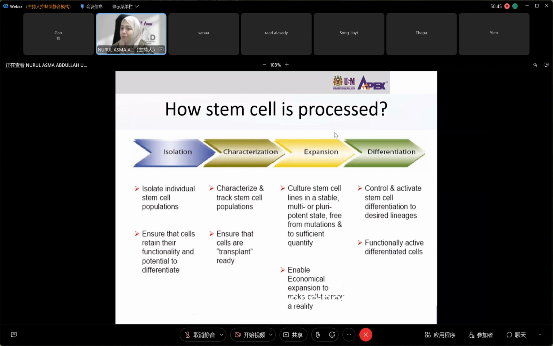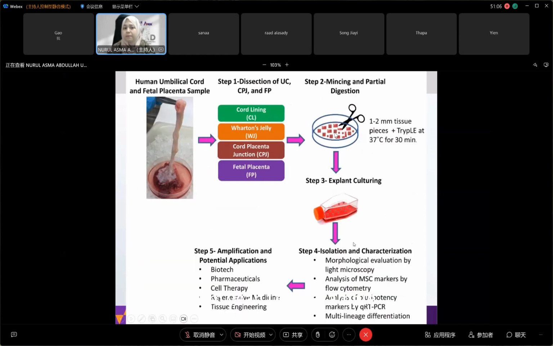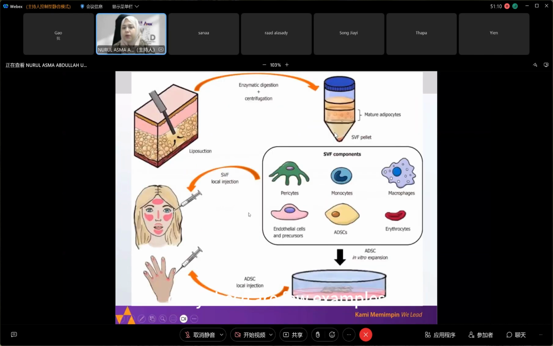For example, in bone, because I work more towards bone, for the cells to be differentiated into bone, they need phosphate. They need calcium, so that they can regenerate into bone-like cells. So, yeah, I give examples. These are a few examples.